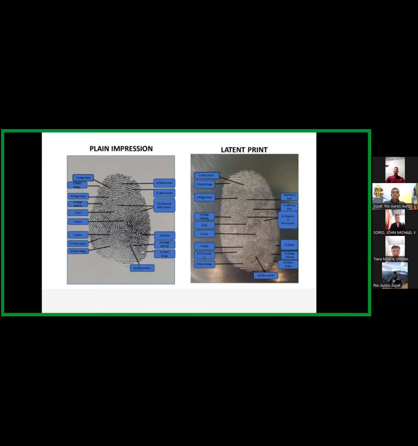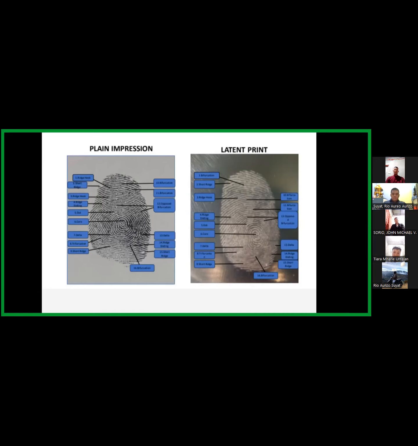Number 22. What is a transfer lifting technique? It is a specialized tool used in forensic science to lift latent fingerprints from surfaces for further examination and analysis. Next, number 23. What methods are employed in the development of latent prints and how do they work?